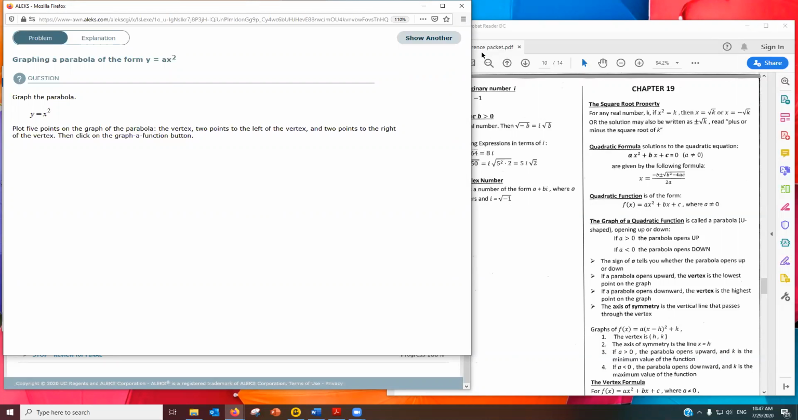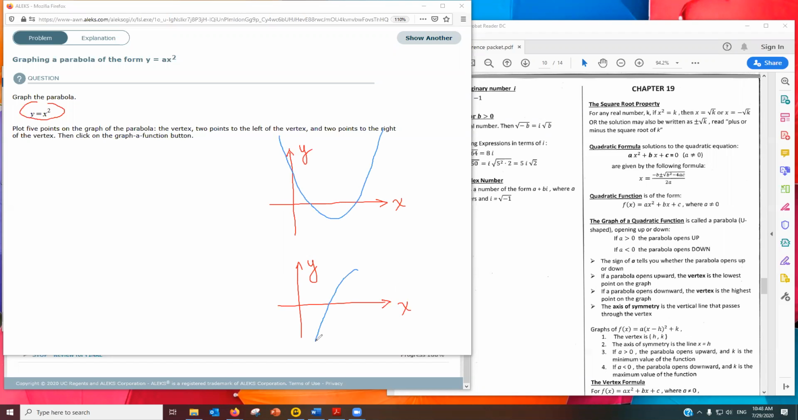Whenever we graph a quadratic function, notice here there's an x squared present, so this is a quadratic function. There's one of two things that can happen when you create the graph. It's either going to be a parabola that opens upward or a parabola that opens downward. So the graph is either going to look something like this or something like this.